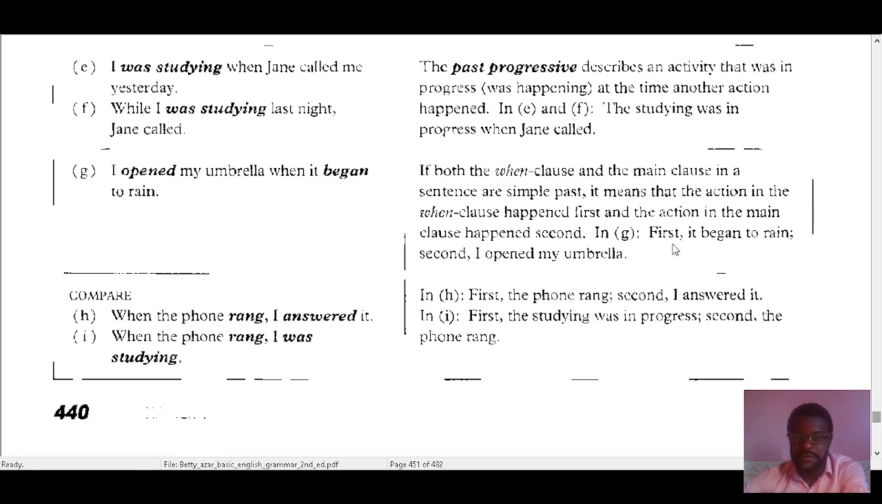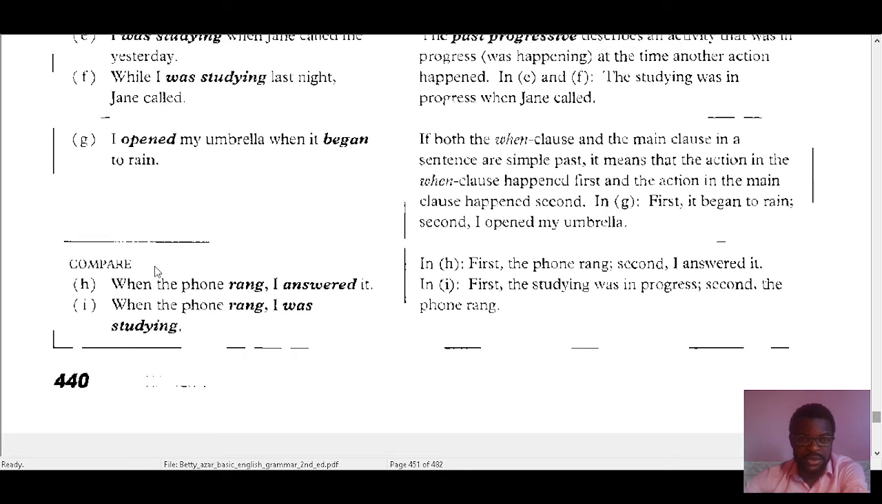Then with that said, they say first it began to rain, second I opened my umbrella. Just exactly what I just explained. So this one, they say compare: when the phone rang, I answered it. When the phone rang, you see the when clause here is the phone ringing. Okay? So this happened first before I answered it.